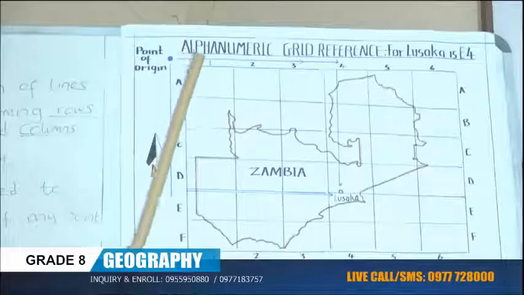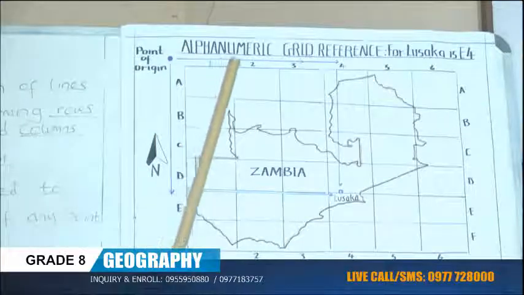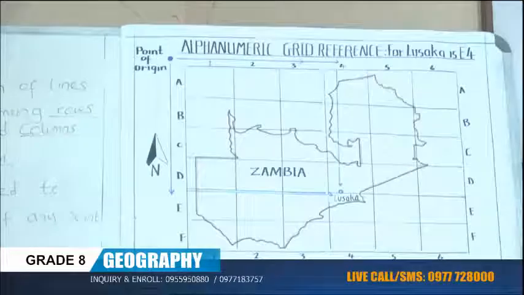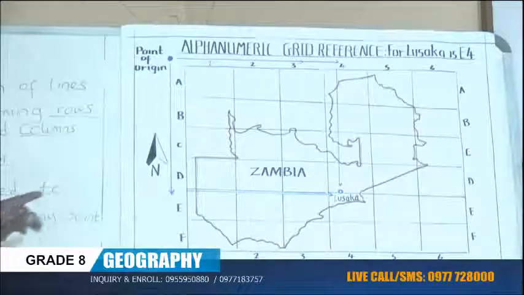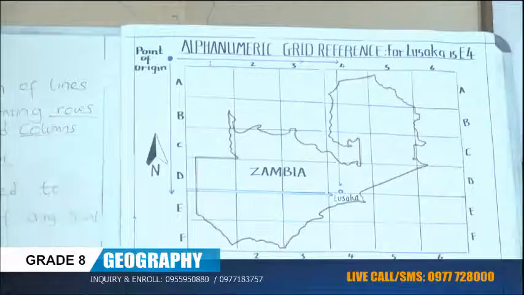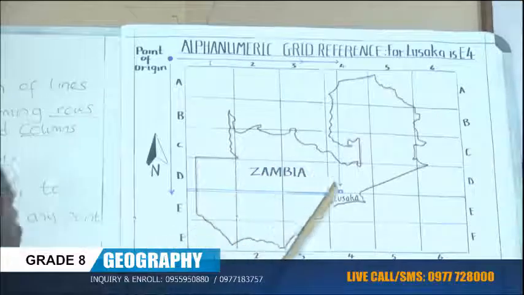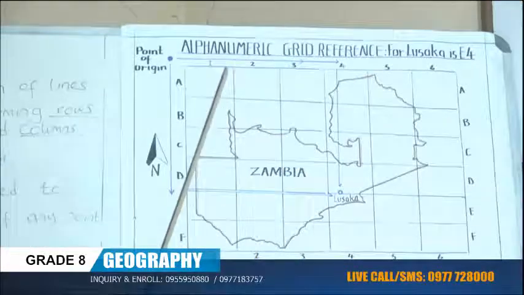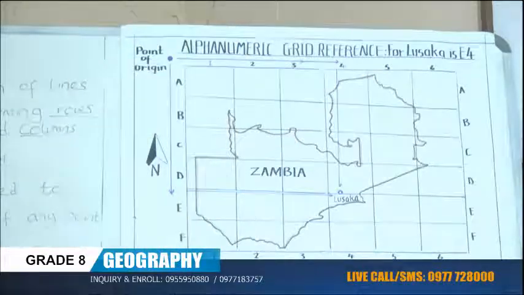So now, why do we call it by this name, alphanumeric? It's simple. It is called alphanumeric grid reference because it is using a combination of both numbers and letters. And of course, with grid references of this nature, we always use the letters to begin. So, for example, look at where Lusaka is. When using alphanumeric grid reference, you always begin with a letter.